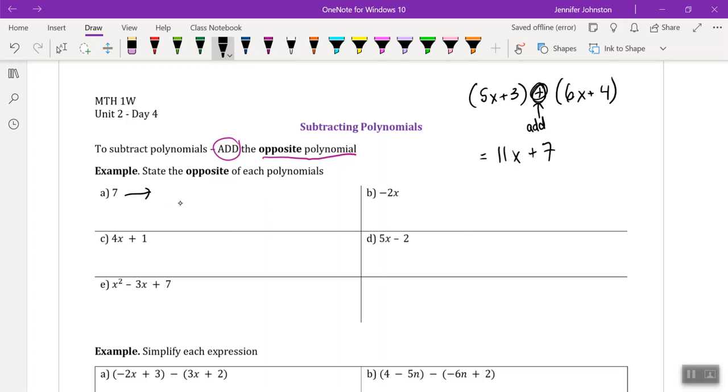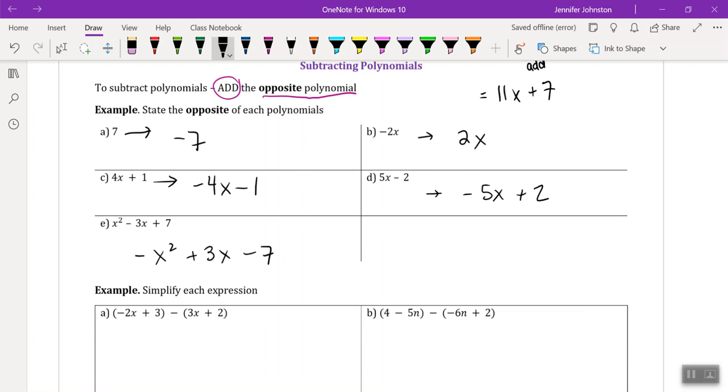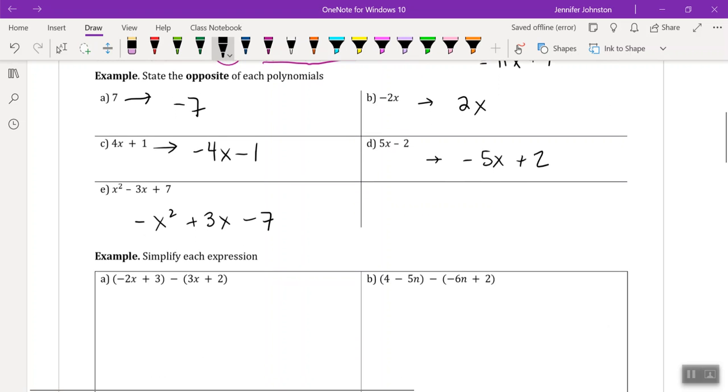What's the opposite of 7? Yeah, negative 7. Opposite of negative 2x? Positive 2x. What's the opposite of 4x plus 1? If you guessed negative 4x minus 1, you got it. Same with this one, we get negative 5x plus 2 as its opposite. And this last one, we get negative x squared plus 3x minus 7. Those are all the opposites. So what happened here? The signs just changed. They flip and become their opposites.